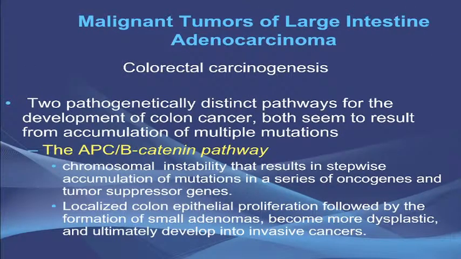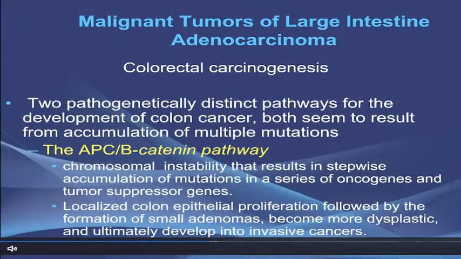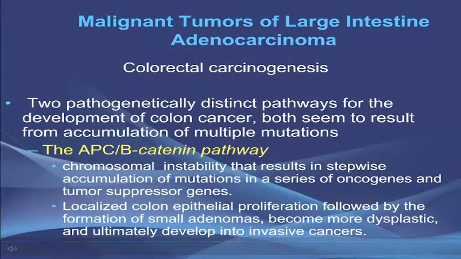So let's look at the carcinogenesis. I think it's interesting and also important. I think this is an example we use to show a natural sequence of events with underlying molecular or genetic mishaps, so to speak. It's thought that there are two pathogenetically distinct pathways for the development of colorectal cancer, and both seem to result from accumulation of multiple mutations.